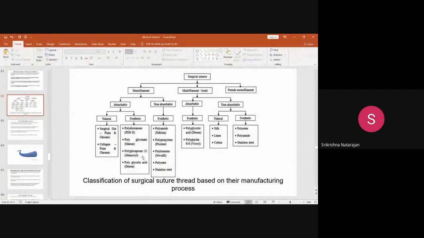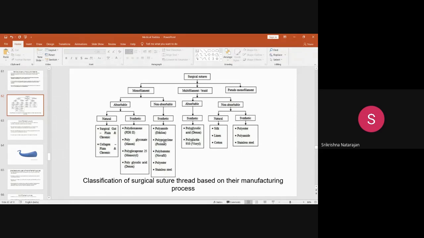So under the monofilament category, there are non-absorbable fibers which are used as suture material, which are synthetic non-absorbable. What are the materials? Polyamide, which is sold under the trade name Ethilon. Polypropylene, which is sold under the name Prolene, and polybutester, which is sold under the name Novafil. And the next is polyester and stainless steel.